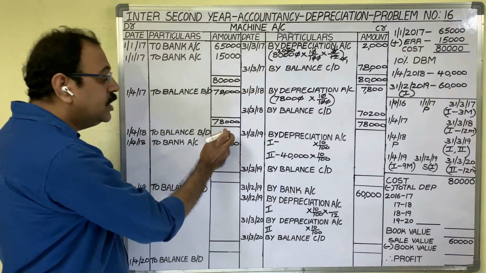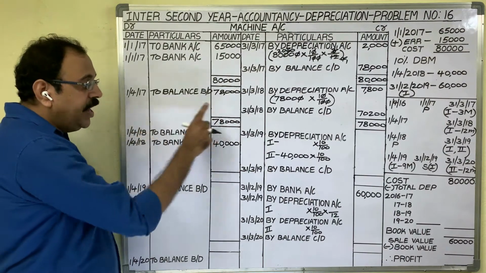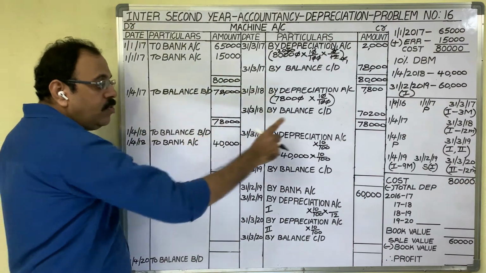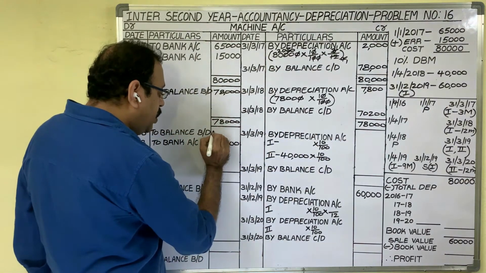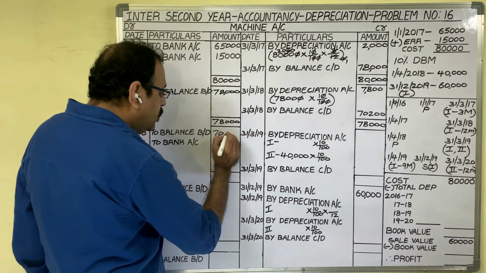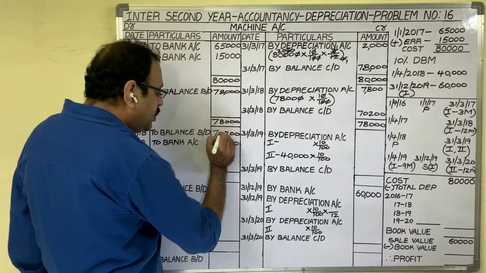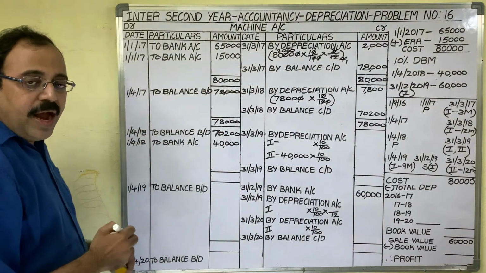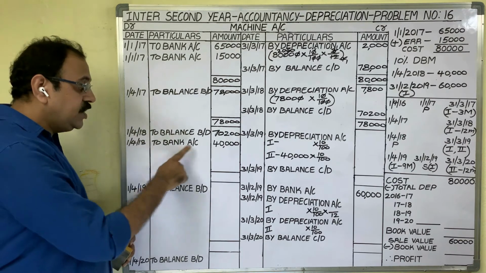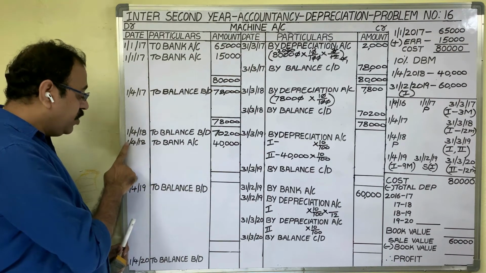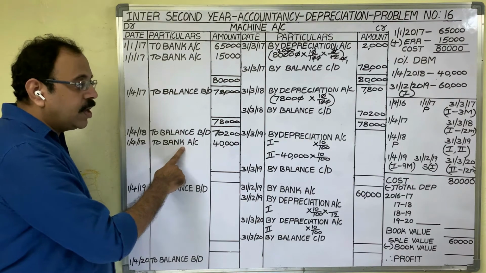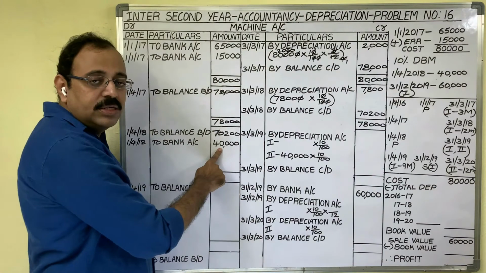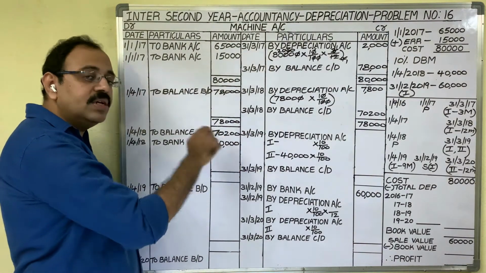Bring the balance to third year. Third year date is next immediate date of this date, 1st April 18, to balance brought down, this amount, 70,200. This is the opening balance of first asset in third year on starting date. And in third year, they bought another asset now. So purchase date 1st April 18 to bank account. Second asset cost is 40,000 rupees. Write on that. Now come to last date of third year.